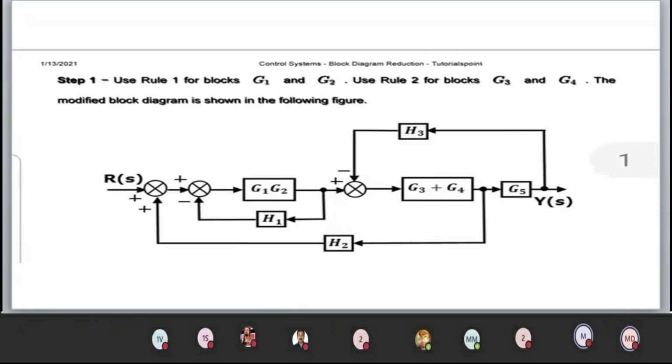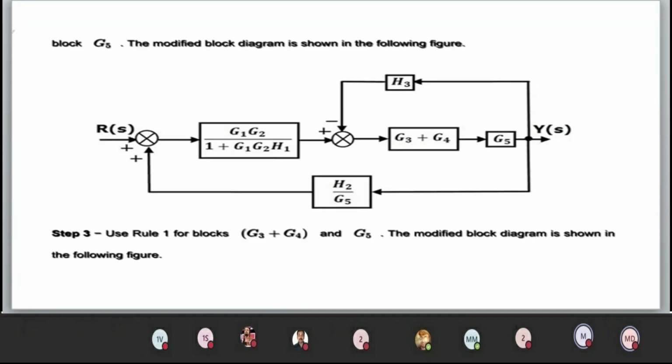The thing is, you have a feedback elimination, G1 G2 with the feedback of H1. Right? So you can simplify in 2 steps. Moving the takeoff point ahead of G5, so it becomes H2 by G5, and eliminating the feedback loop H1. Okay. So the steps are further modified as adding a block by dividing with G5, and then G1 G2 divided by 1 plus G1 G2 H1. Right.